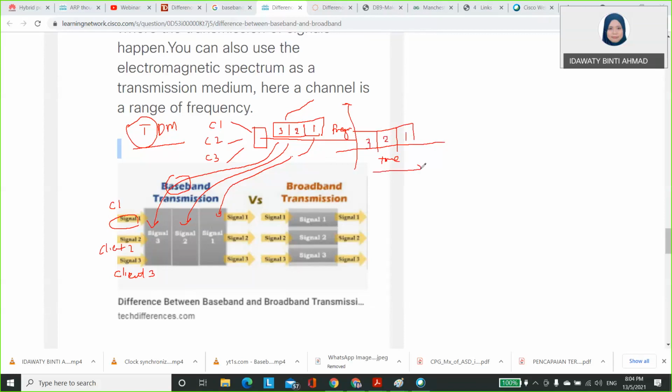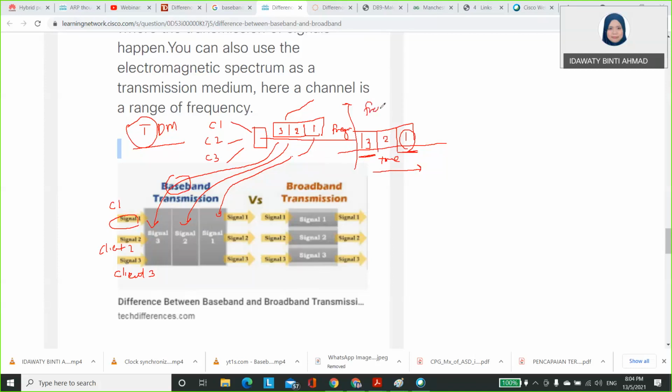This is time. So for client number 1, they have their own time slot. Client number 3 also has their own time slot. I mean, every client has their own time slot in a frame.